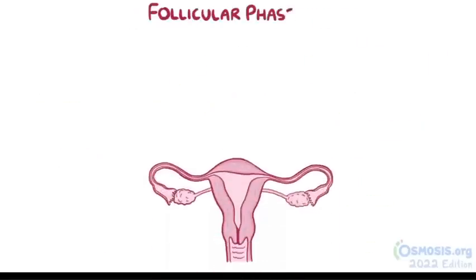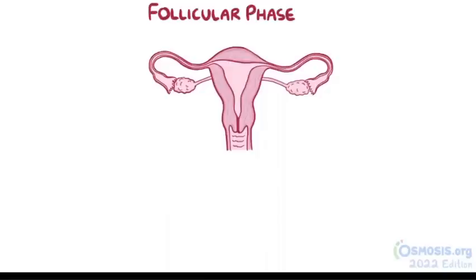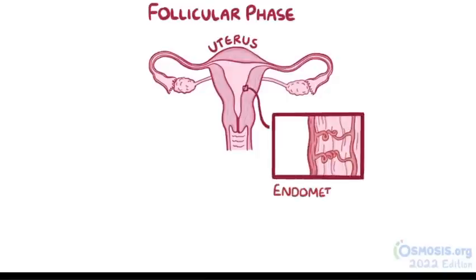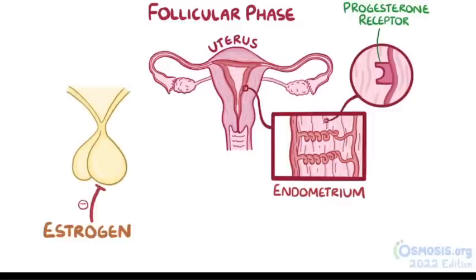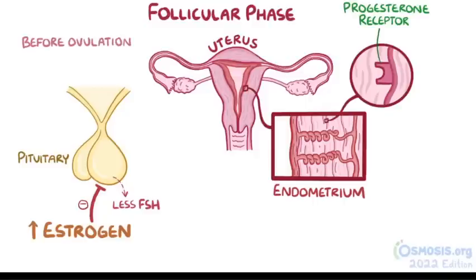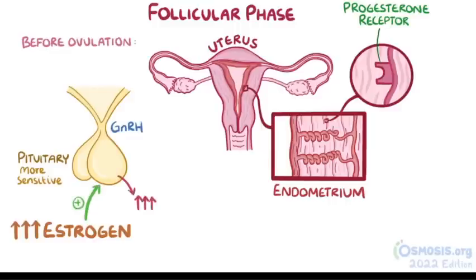During the follicular phase of the menstrual cycle, estrogen makes the superficial layer of the uterus, the endometrium, thicken up and sprout progesterone receptors. During the follicular phase, estrogen acts as a negative feedback signal, making the pituitary secrete less FSH as estrogen levels rise. Right before ovulation, the really high estrogen levels make the pituitary much more sensitive to the actions of hypothalamic GnRH, and so they turn into a positive feedback signal, leading to a massive surge of FSH and LH that leads to ovulation.